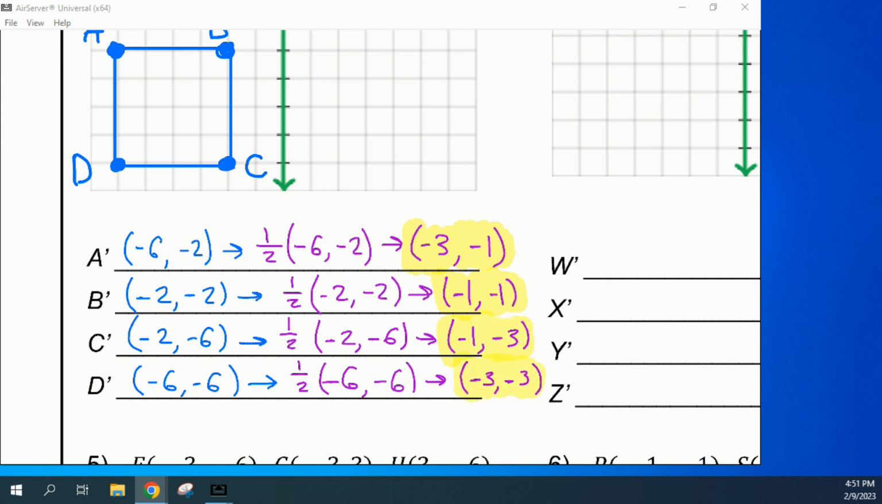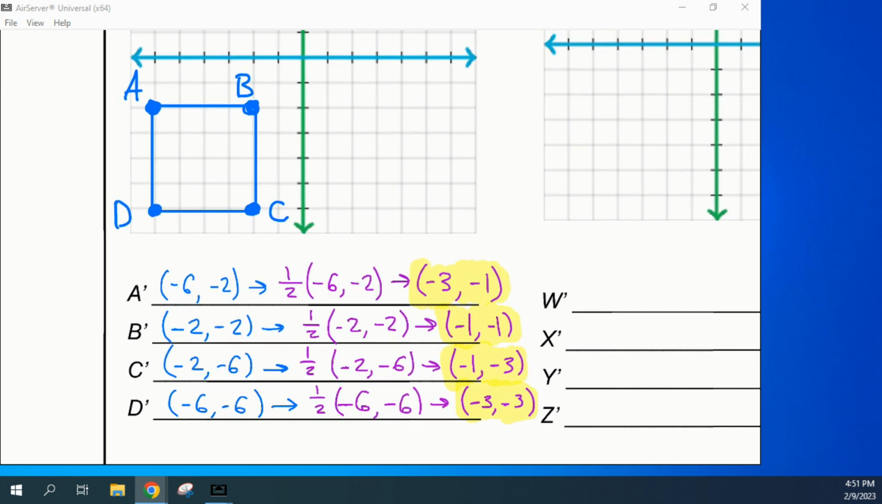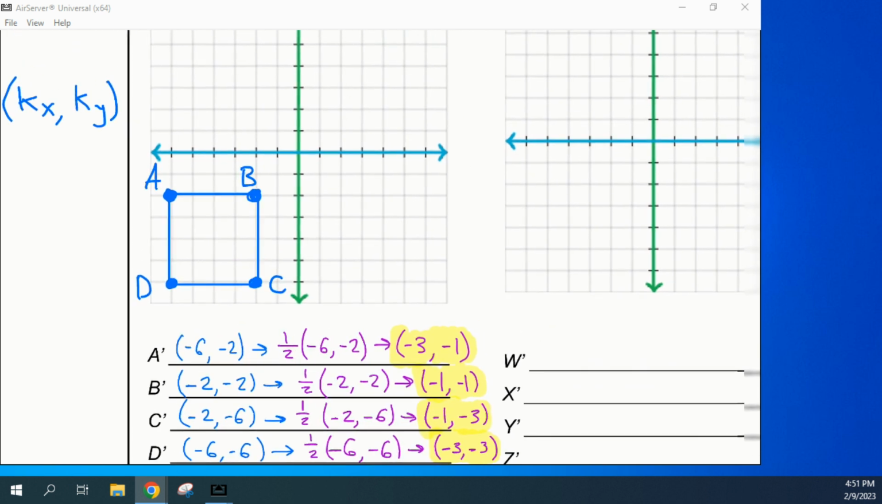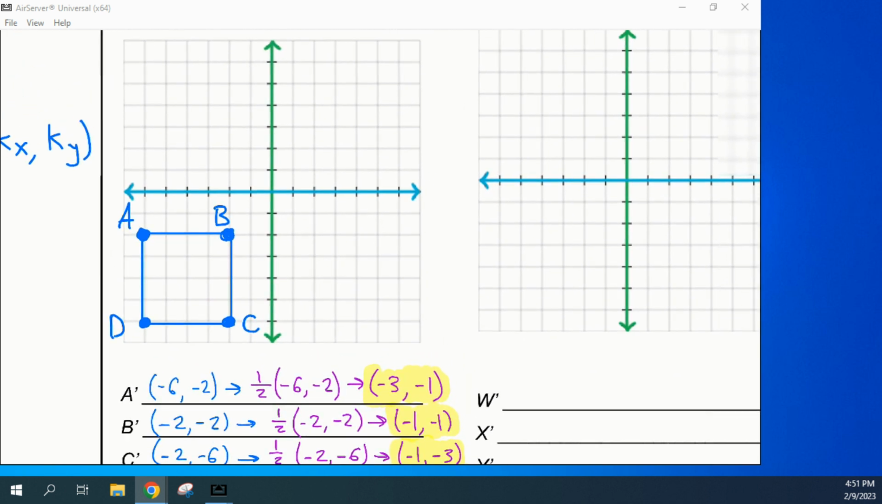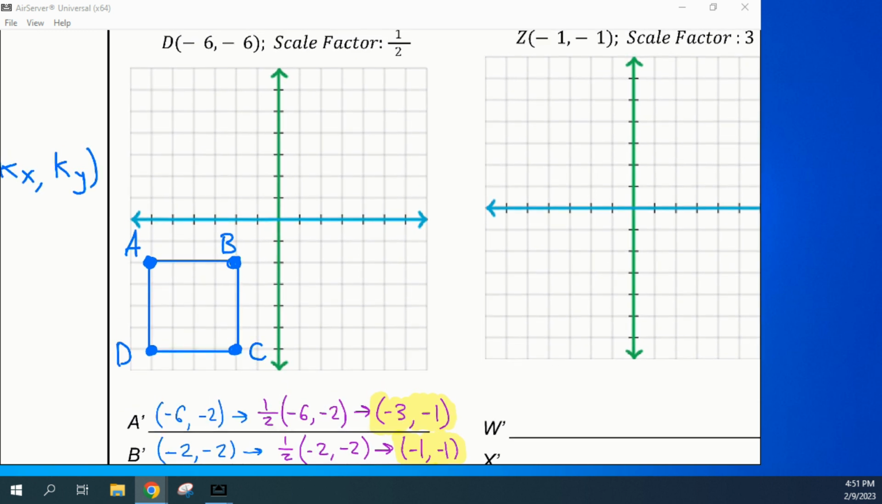I will say, and this is just me off the top of my head, this is one of those where you have to use the rule before you can plot these. You have to know what you're plotting before you can just go for it. So A prime should be at -3, -1. That's going to be A prime. B prime should be at -1, -1.